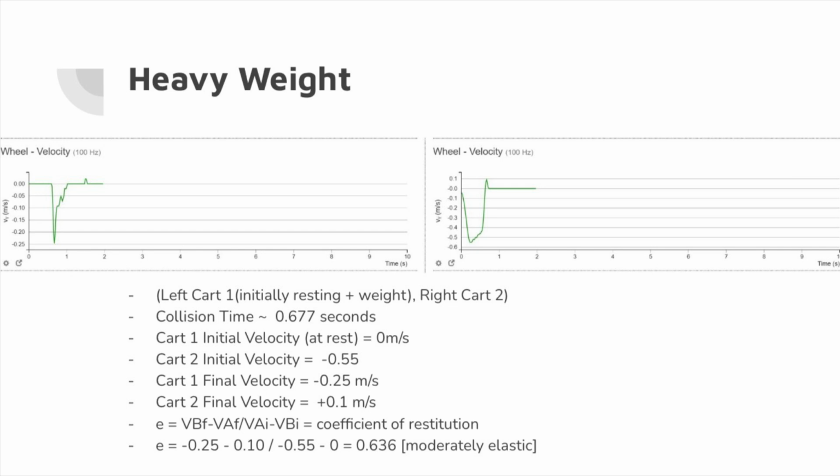This slide shows the heavyweight trial and the various measures of initial and final velocity for both carts. We use the coefficient of restitution to calculate inelasticity, and this usually works on a scale of 0 to 1, and the value of 0.636 is a little bit closer to 1, meaning that it's moderately elastic.